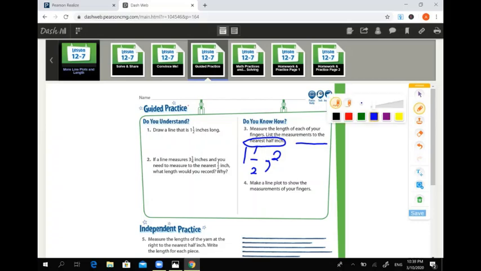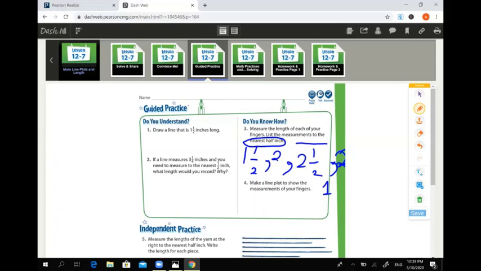So 2 inches, let's see, the third one is 2.5 inches, and the fourth one 2 inches, and the fifth finger is 1 inch. Let's see, this is an example here too.